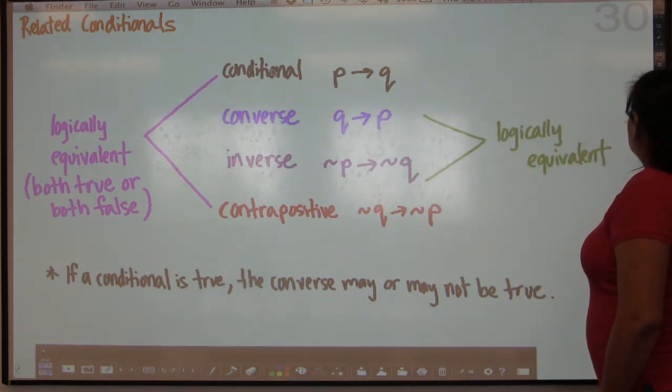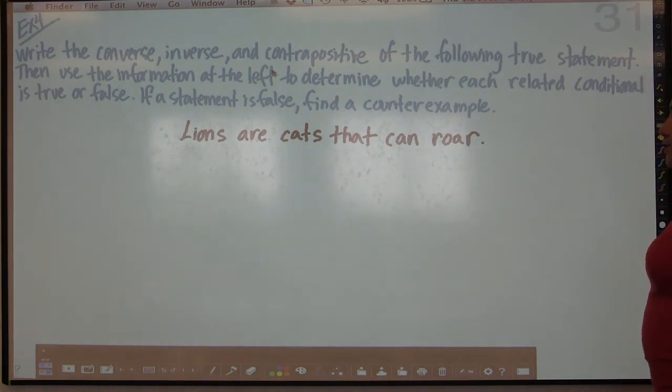So there we go. Based on that, we have our next example here, and don't think I'm crazy, this example is actually on page 110. And I say that because when you read it, you're going to be like, what? It says, write the converse, inverse, and contrapositive of the following true statement. Then use the information at the left, hint, hint, left, what left? Right, my board doesn't have a left. But if you look at page 110, next to example 4, you will see a real world link with a tiger or lion picture in it. And that's what they're referring to when it says, then use the information at the left to determine whether or not each related conditional is true or false. If it's false, find a counterexample. So we have some work to do.